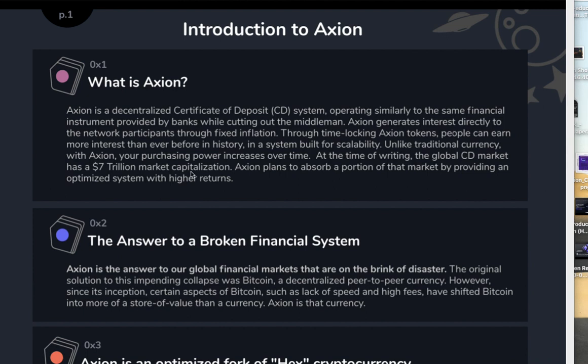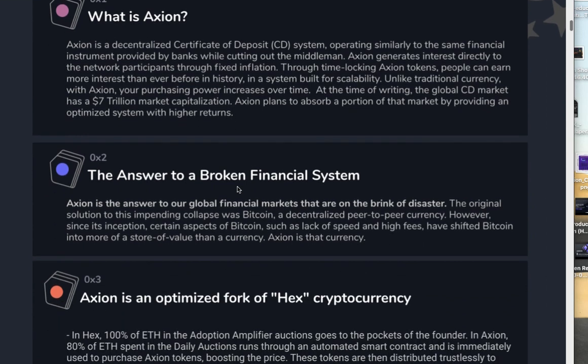Unlike traditional currency with Axion, your purchasing power increases over time, right? At the time of writing, the global certificate of deposit market (CD) has a $7 trillion market capitalization. So you can see it's very large scale and blockchain's just entering this area. Axion plans to absorb a portion of that market by providing an optimized system with higher returns. And so the carrot here is higher returns.